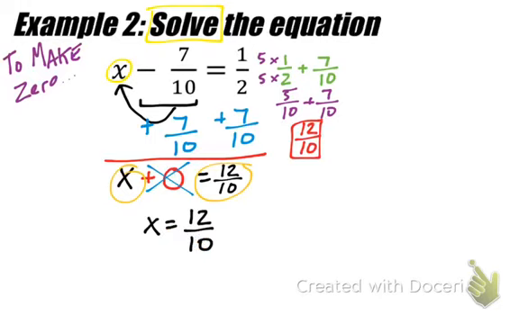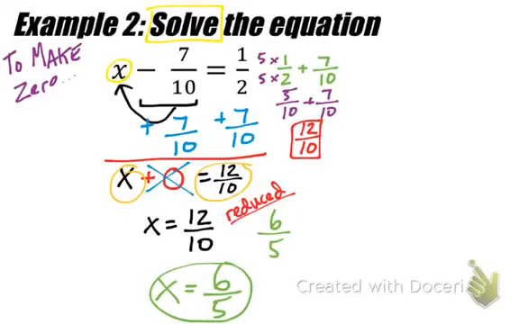If you ever have your solution end up being a fraction, make sure you always reduce it. So 12 over 10 can be reduced down to 6 over 5. We just divided 12 by 2 to get 6 and 10 by 2 to get 5. So our final answer is x equals 6/5.